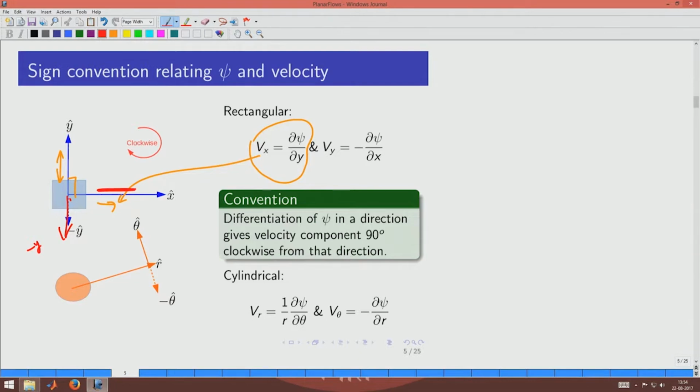For example, if you take the cylindrical coordinate system, the r vector is shown here. When we differentiate with respect to r, then 90 degrees away will be the minus theta direction, and that is why we have a minus sign here. If you differentiate along the theta direction, then 90 degrees away is the r direction, and therefore we got Vr there. So the convention is used in all coordinate systems the same way: differentiation of psi in a direction gives the velocity component 90 degrees clockwise from that direction.